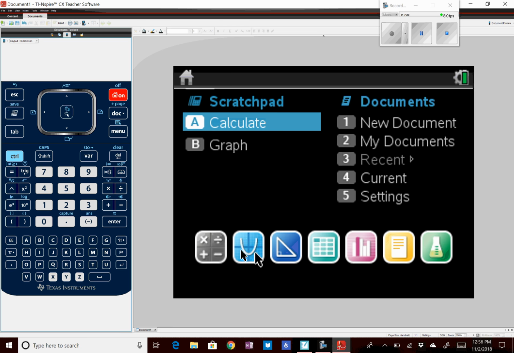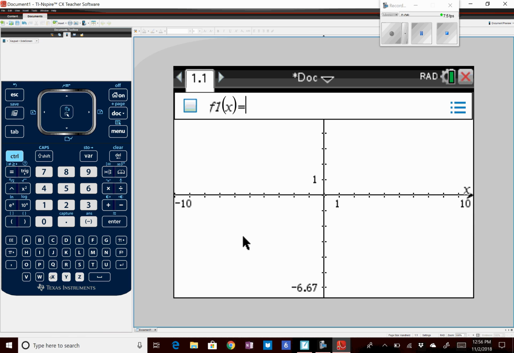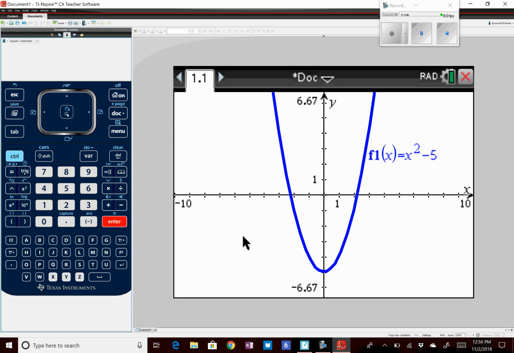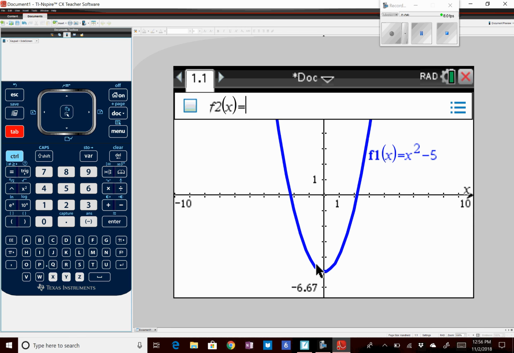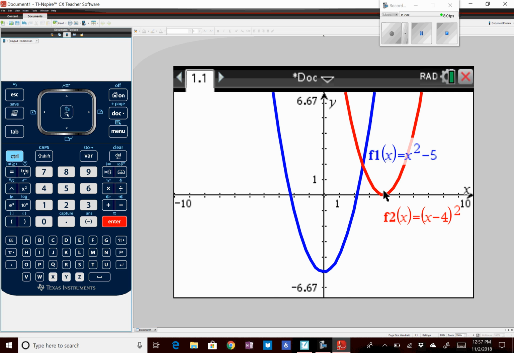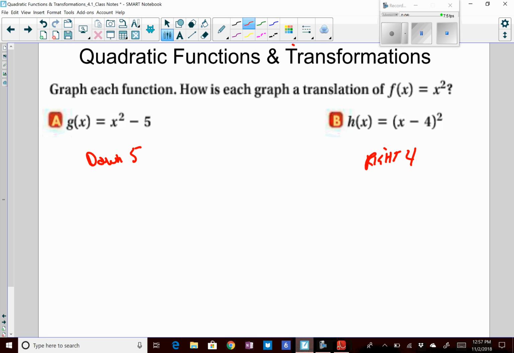If we go to the calculator here, so we have our x squared minus 5. We would expect it to translate down by 5 units, and sure enough, it translates down 5 units. We had the x minus 4 squared, and we said that would move to the right by 4 units, and it does exactly that. So again, the same rules apply when you're dealing with quadratic functions as did with absolute value functions.